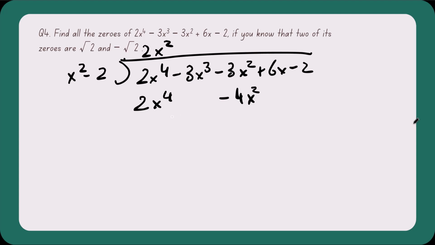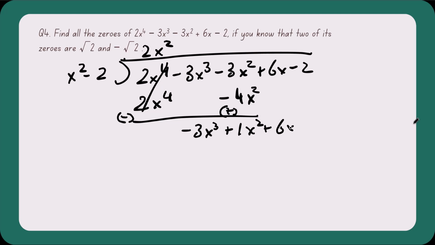Now let's subtract and see. When we subtract, this minus will become plus. No numbers are there in the x cube place, so this part will cancel out. What is your remaining numbers? Minus 3x cube, and we have minus 3 and plus 4, so it will become plus 1x square, right? Then we have 6x and we have minus 2. We'll bring everything down.